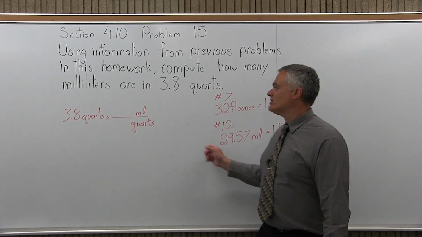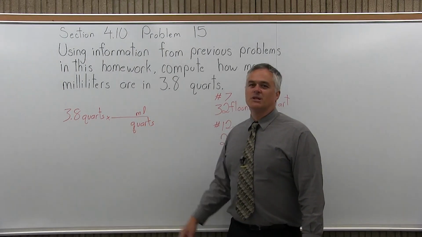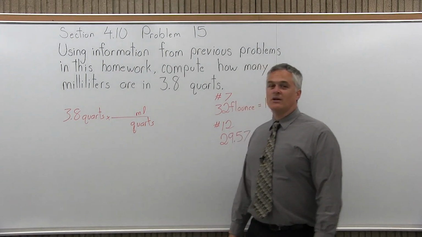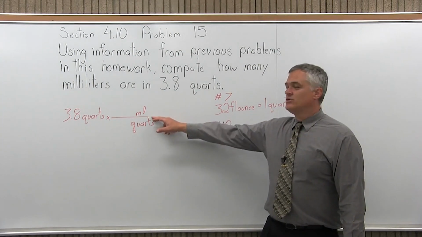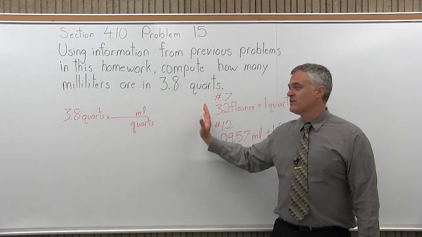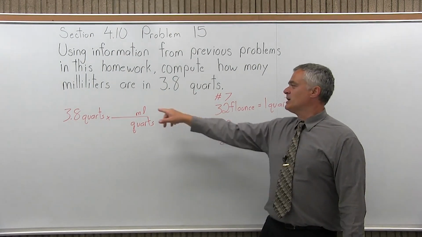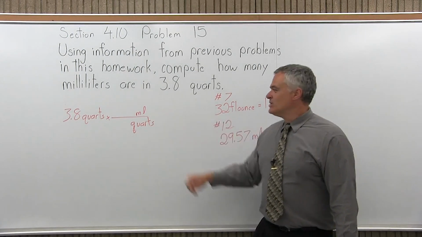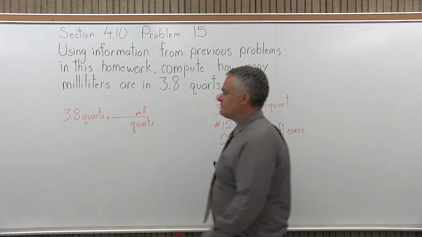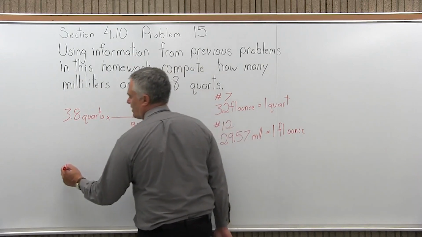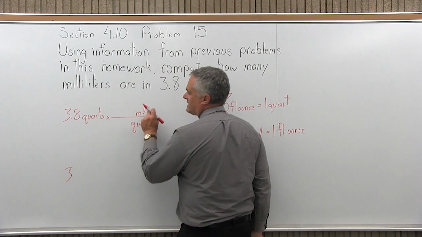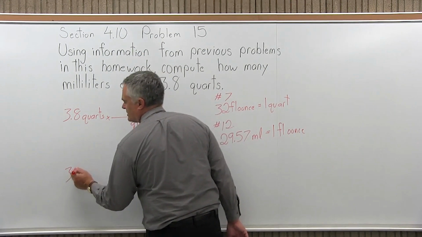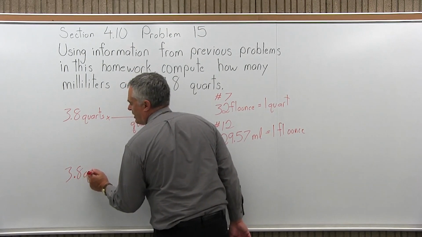I don't have anything that goes directly from quarts to milliliters. So that's okay. What you do is multiply times your unusual number 1 as many times as you have to until you keep canceling and you make the units you want show up. So let's start with this. Again, ultimately this is my goal. I want quarts to cancel, I want milliliters to be my new unit. So let's start with 3.8 quarts.